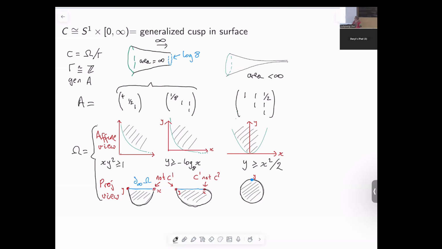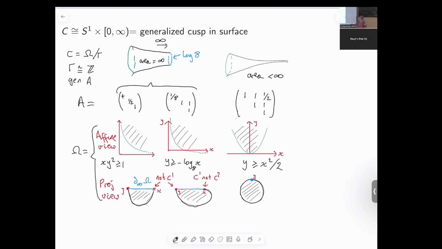In this case, the domain is in the positive quadrant. It's the set of points where xy squared is equal to 1. In this case, it's a set in the plane where y is bigger than negative log to base 8 of x. And in this case, it's a set of points above the parabola y equals a half x squared.